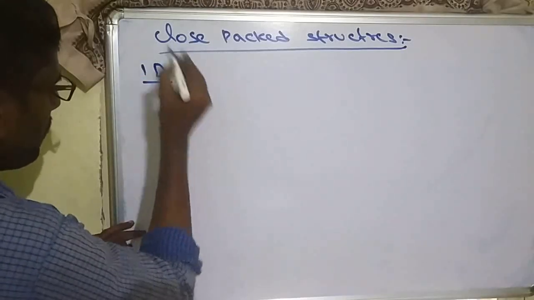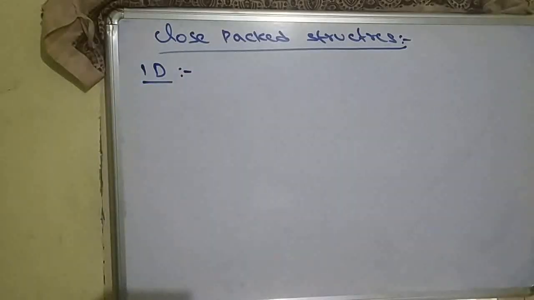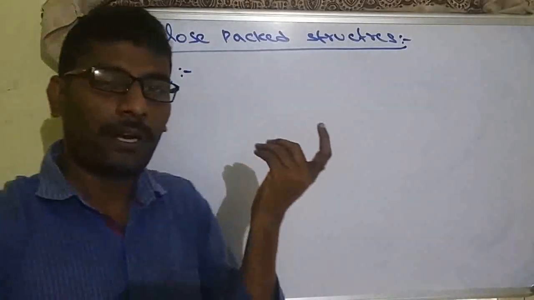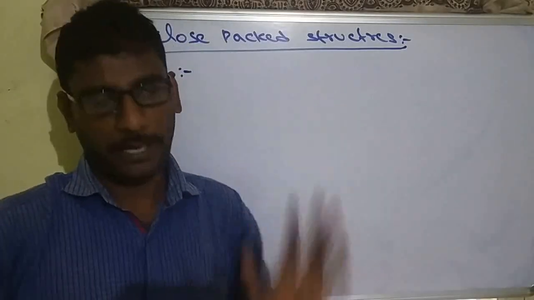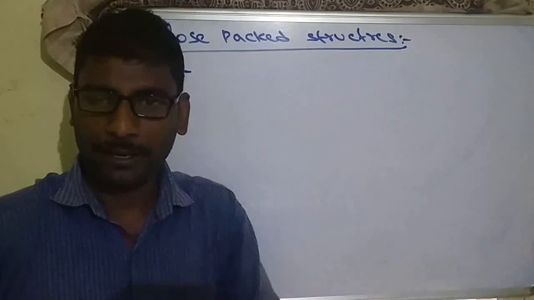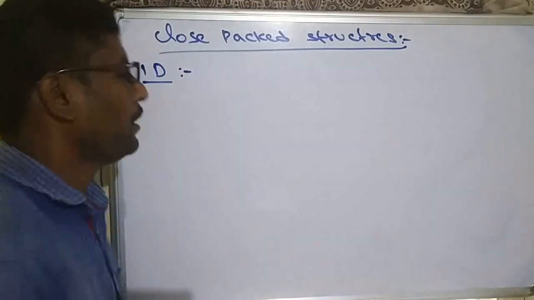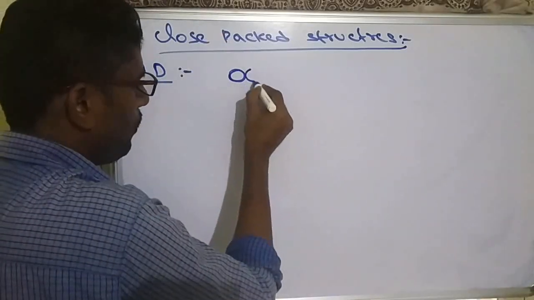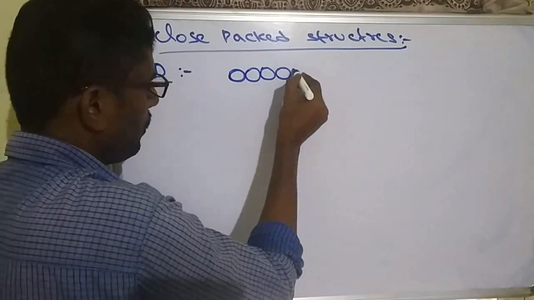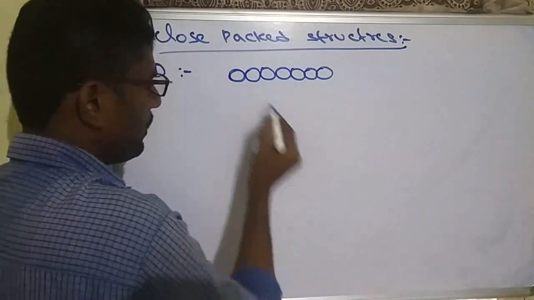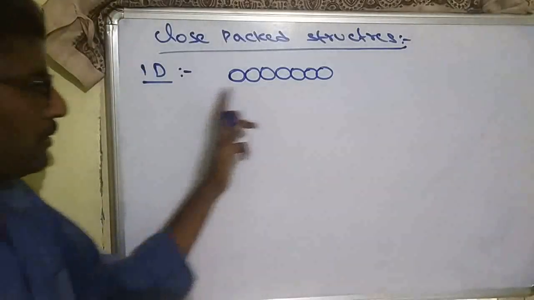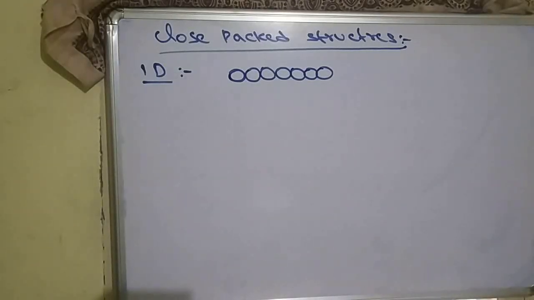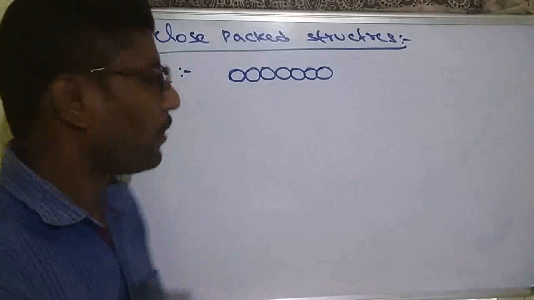First, the one-dimensional structure of a crystalline solid. We all know that a solid is made up of constituent particles. Constituent particles can be ions, molecules, or atoms, whatever. Simply, we are taking them as spherical shapes. If all these constituent particles are arranged linearly one by one, this structure is called a one-dimensional structure. So a one-dimensional structure means the arrangement of constituent particles in one direction.